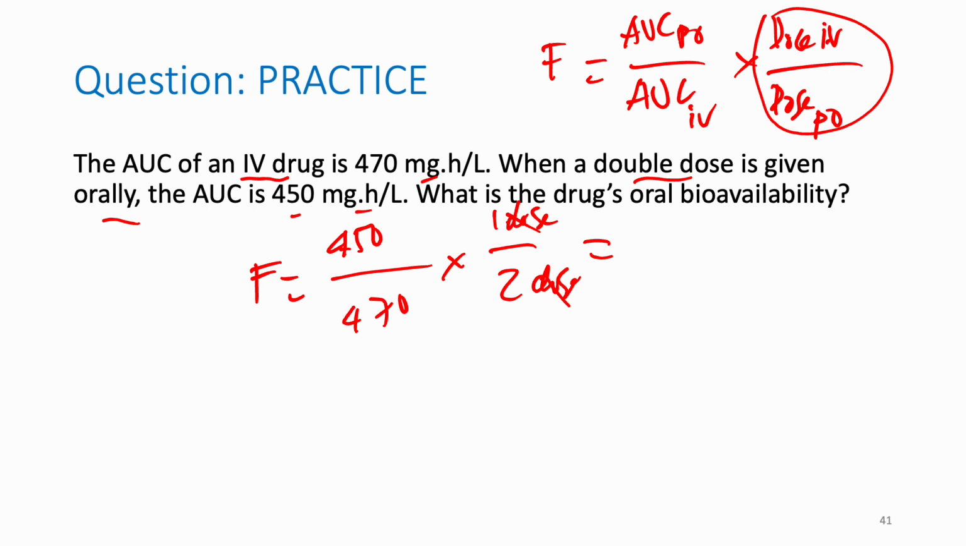So from this calculation, you have F equal to 0.478, or 47.8%, or around 48% of the drug bioavailability if taken orally.